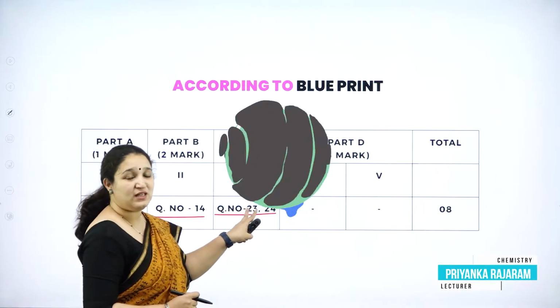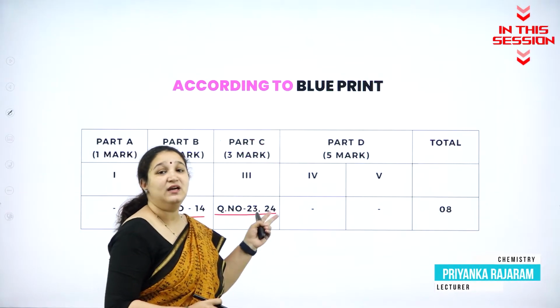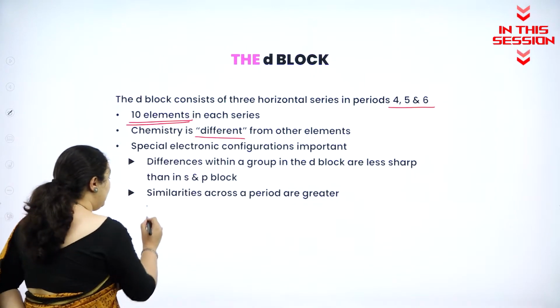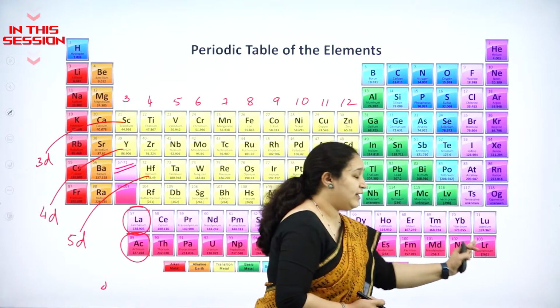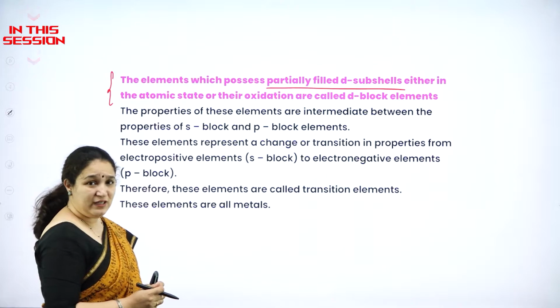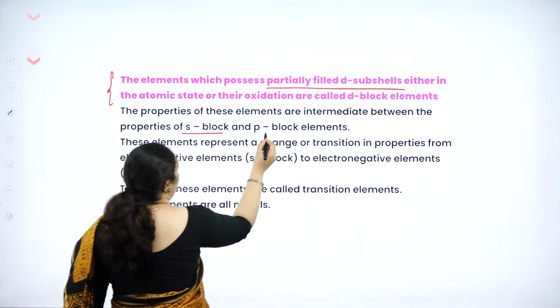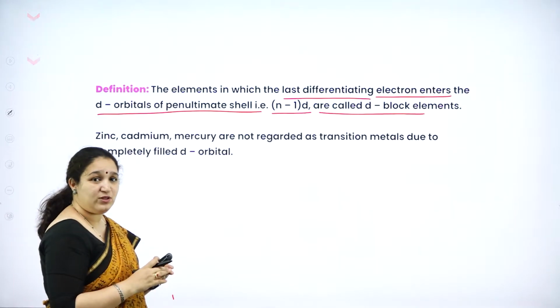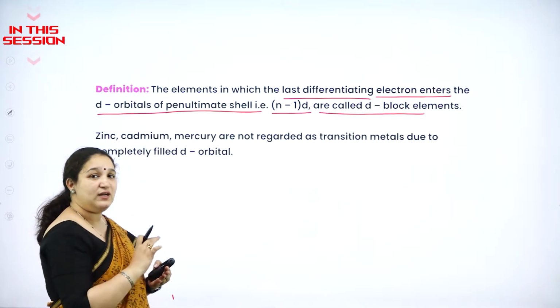These two questions are the questions which come from the D block elements. Difference within a group. That means if this is the element from thorium to lawrencium, we call it actinides. The properties are intermediate between the S block and the P block elements. The valence electrons are entering into the n-1 d orbital.